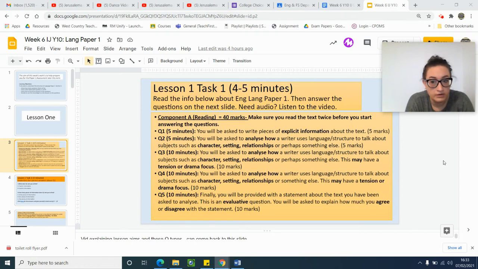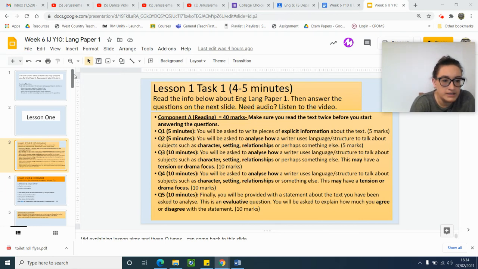And finally, you'll be provided with a statement about the text that you've been asked to analyse. It's an evaluative question. So you're asked, do you agree or disagree that the writer was trying to do this? And you have to prove why that's your point of view. And that's the one that we practiced last week with the extract about Tom thinking about whether he was a hero.